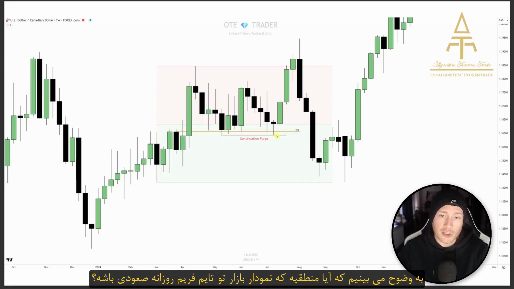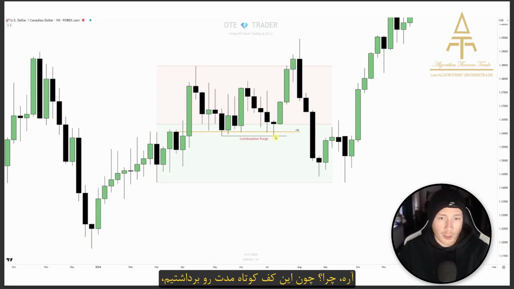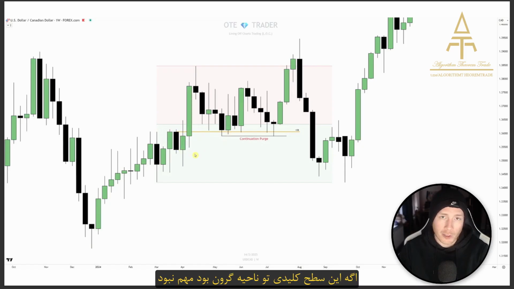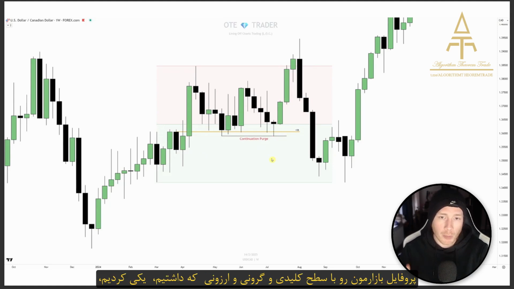And we can clearly see, does it make sense that the market profile is bullish on the daily time frame? Yes. Why? Because we took out this short-term low. So we're order pairing a low to a high. And then we have a key level in discount, which is important. If the key level was in premium, it didn't matter, but it is in discount of the range. So now we can know, okay, this market profile makes sense. So now we implemented our market profile with our key level and premium and discount.